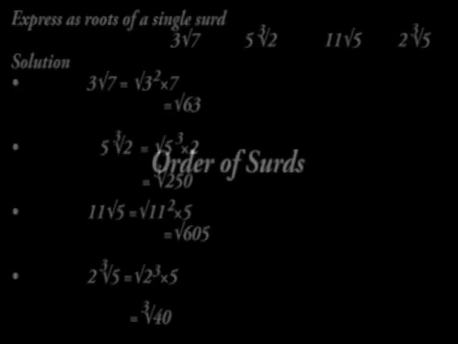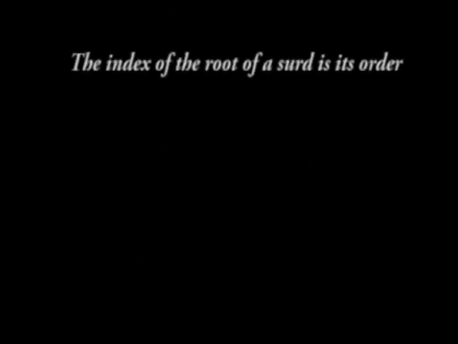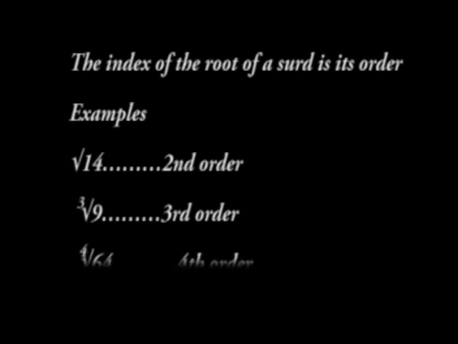We jump over to order of surds. The index of the root of a surd is its order, meaning root 14 is of second order, cube root of 9 is of third order, and fourth root of 64 is a fourth order surd. By expressing the given orders in their lowest common multiple, we can compare surds of different orders.